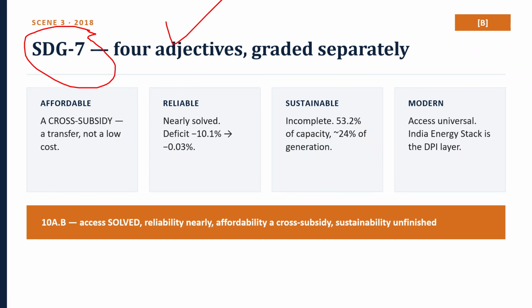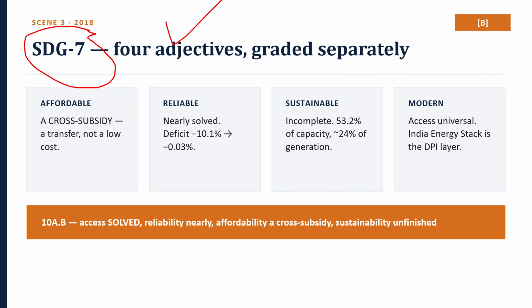It is quoted almost verbatim, and it hands you the structure you have to write. Four adjectives, four tests. Answer each separately and grade each honestly. Most answers treat it as one question about renewables, but it is four questions, and India's score differs on each. The test one is access. Access is substantially achieved. Household electrification is substantially universal following Saubhagya. This is the one where the progress is unambiguous and should be stated first and briefly.